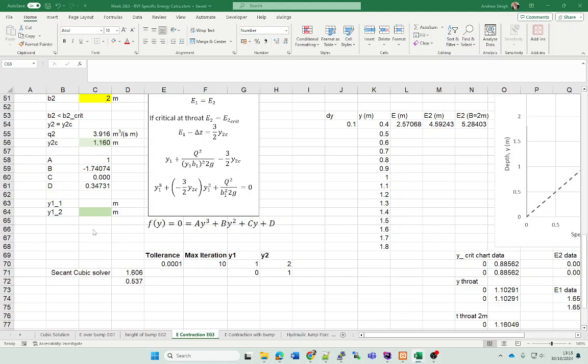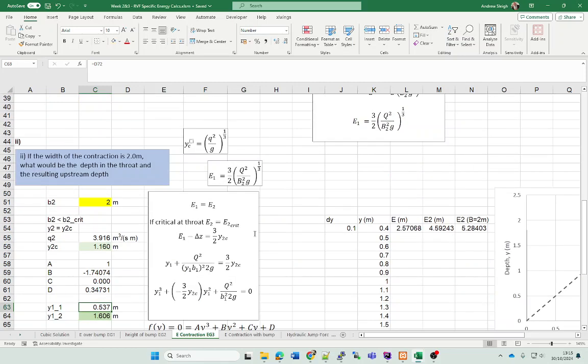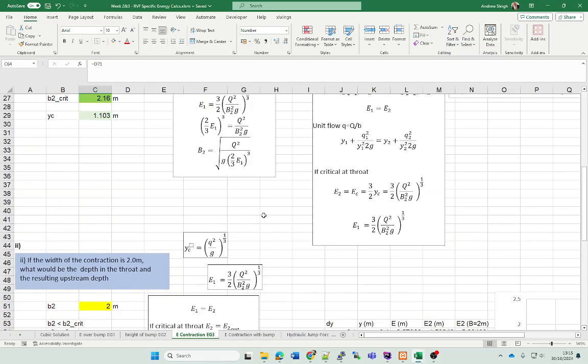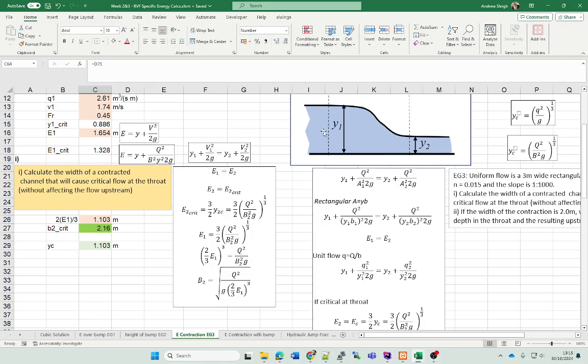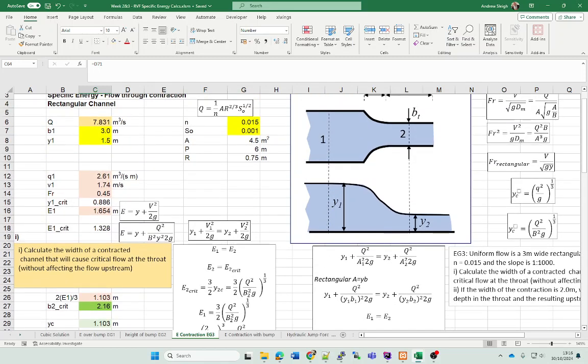So we can put in here 1.606, which is what it's calculated. The other y1 would be equal to 0.537, which it's not going to be because that would be below critical. Okay, so essentially that's solved that question. 1.606 is what this height rises to. It started off at, remember, 1.5, and this width is 2 meters. This will rise to 1.6.